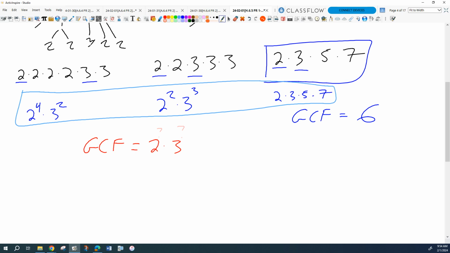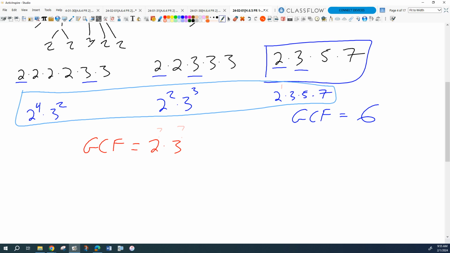Well, what would it be? Let's see. If I've got a 2 to the 4th and a 2 squared and a 2 to the 1, what's going to be the power of 2 that's going to contribute to the GCF? 2 to the 1. If I have like bases, the GCF is only going to include the least power of the like bases. Agreed?